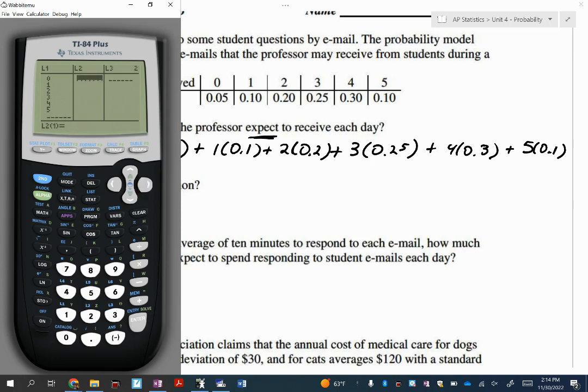In list 2, we're going to write down the probabilities. So 0.05.